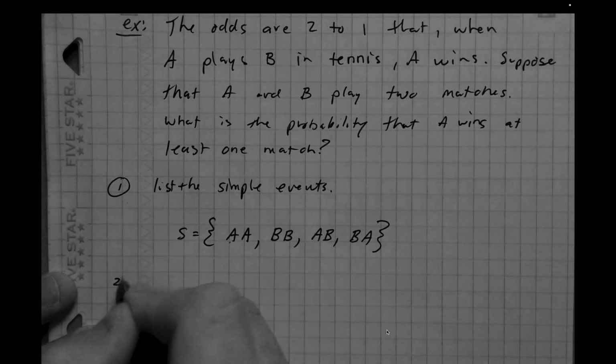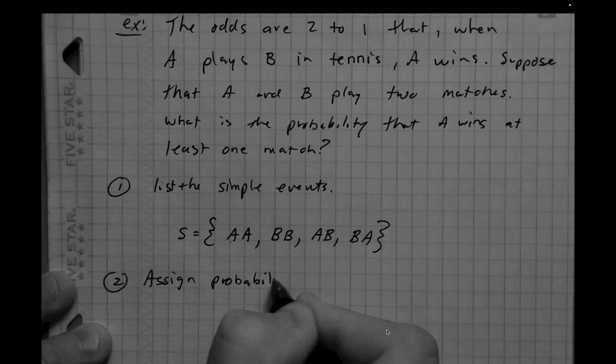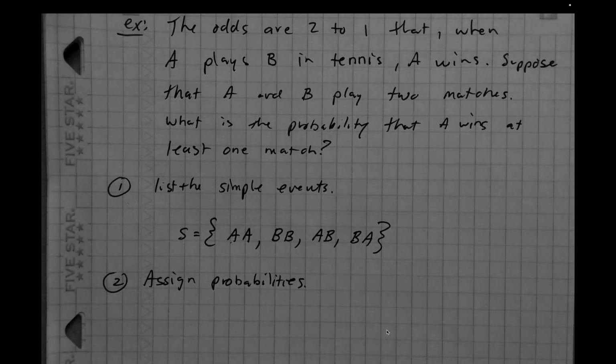Step two, then, let's assign probabilities. Okay, now, because A wins more often than B, the probabilities of these events are not going to be all equal. Now, technically speaking, we don't really have the machinery yet in our probability arsenal to figure out exactly what these probabilities are. So I'm just going to tell you, but we'll see later where this comes from.